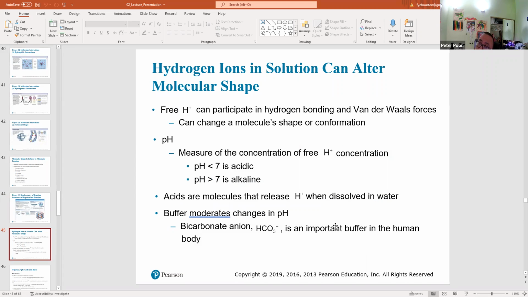The next concept I want to make sure you guys understand is pH. pH stands for the potential of hydrogen. pH is a measurement of the number of free H pluses in the solution. It is literally the negative log of the concentration of hydrogens in the solution. A pH of less than 7 is acidic. By acidic, it means there's a lot of hydrogens in the solution. A pH of greater than 7 is alkaline. Alkaline means there are very few hydrogens in the solution.